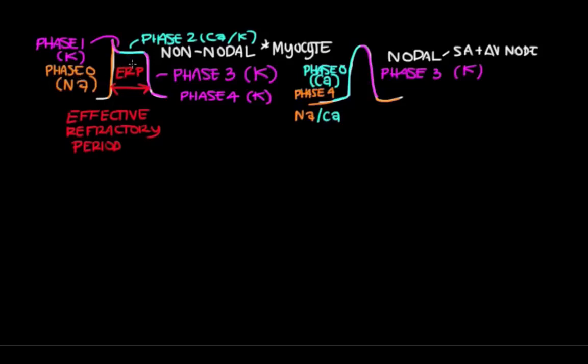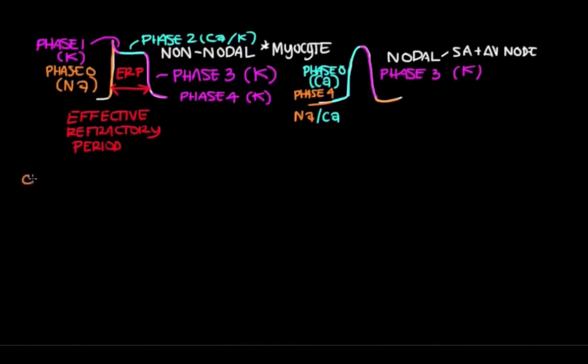So what would happen if we increased our ERP? Well, you would increase the amount of time between depolarizations. Therefore, you'd increase the amount of time between heartbeats, or when this myocyte can contract. And if you're increasing the amount of time between heartbeats, you're decreasing the heart rate. And I just wanted to point that out because that's how some antiarrhythmics work. And we'll revisit this in a couple seconds.